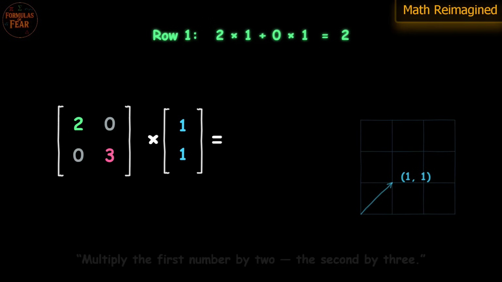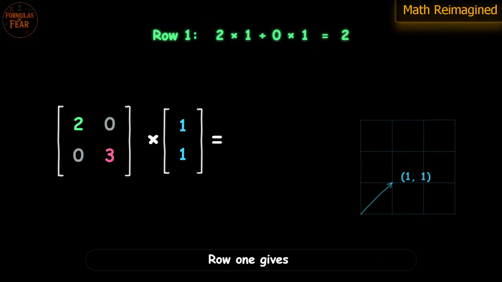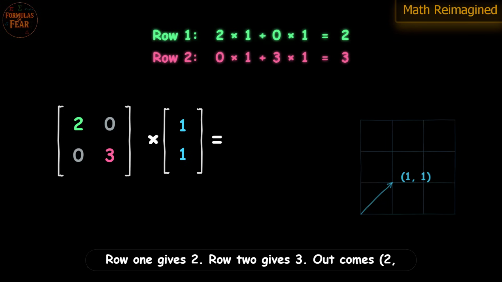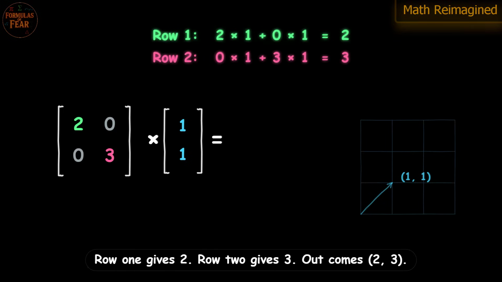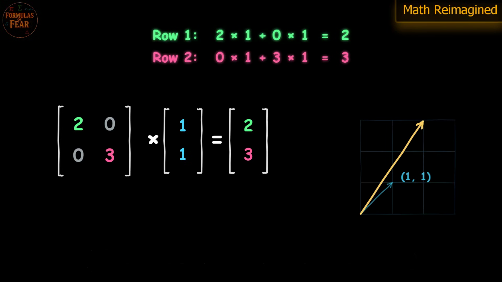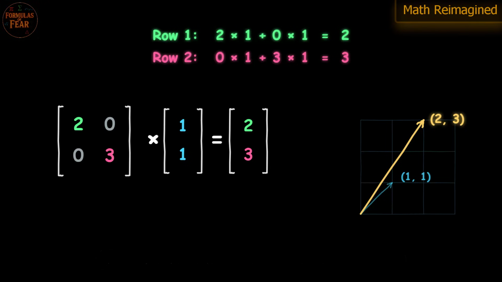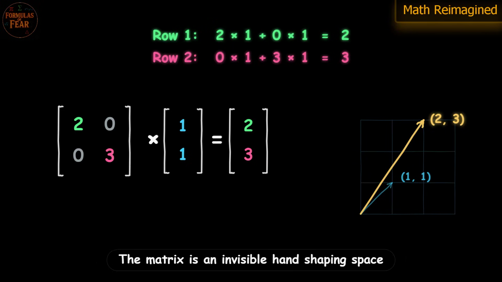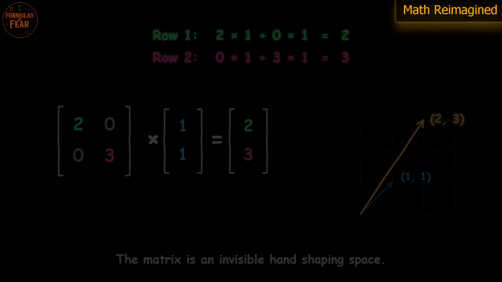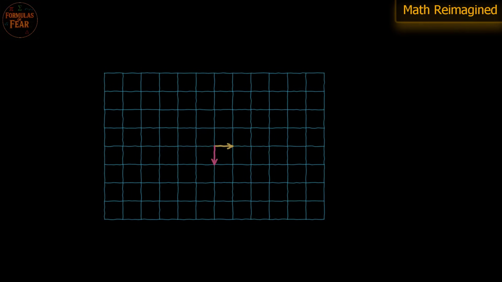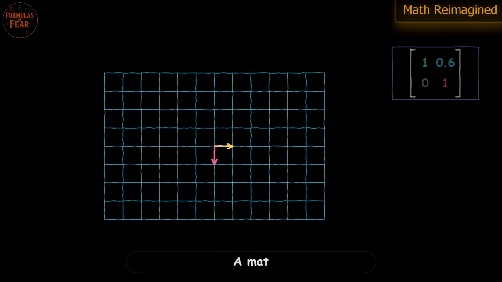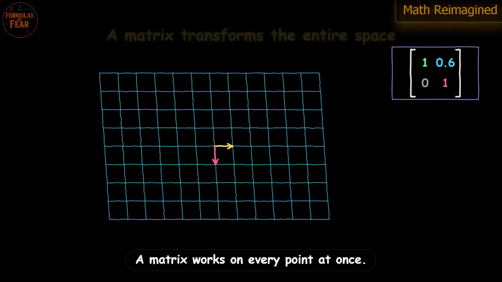What happened visually? The arrow stretched. It became longer. The matrix didn't change the direction, but it changed the size. If we changed the numbers, we could rotate the arrow, reflect it, or even squash it into a thin line. The matrix is an invisible hand shaping the space around it. And what's even more beautiful, a matrix doesn't just work on one vector. It works on all points at once. Imagine an entire sheet of graph paper. The matrix grabs the whole sheet and folds it, stretches it, or twists it.